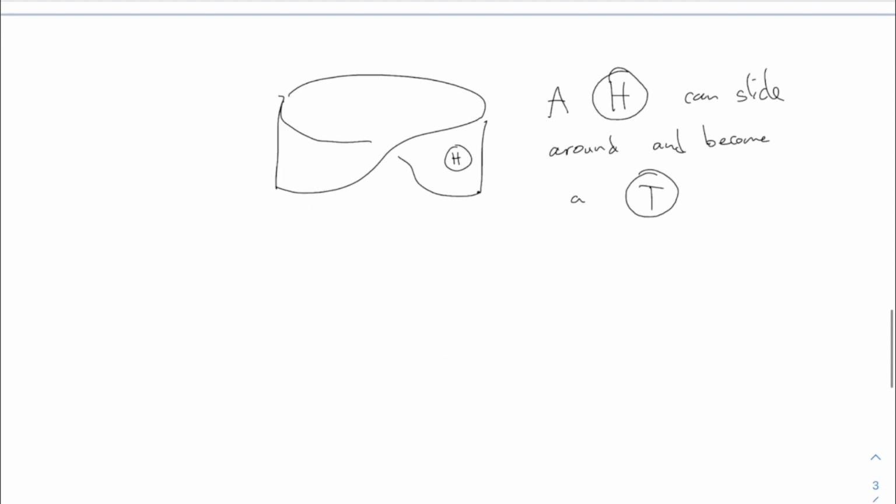There's a word for this in topology. The terminology is that the Mobius strip is non-orientable.